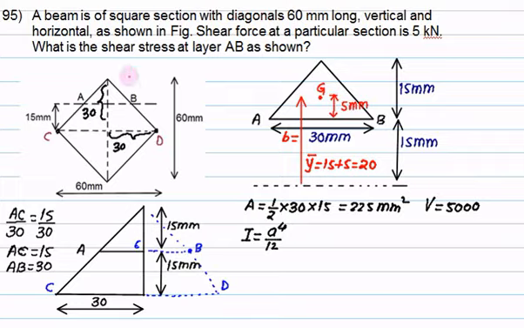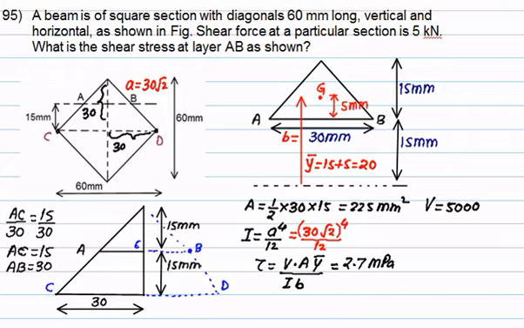So what we are calling this one as a dimension, by Pythagoras, this is 30 root 2. Correct? So I is 30 root 2 to the power 4 divided by 12. And finally use the standard formula, that is tau equals V multiplied by area multiplied by y bar divided by I divided by b. Substitute everything. The final answer is 2.7 megapascal. This is the shear stress at AB.